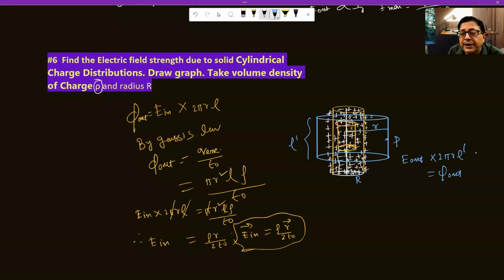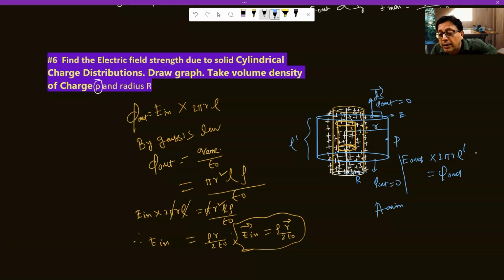If you take a surface area here, then the field lines are radially outward and the area vector is this way, ds. The angle between them is 90 degrees. So there will be no flux through the end caps. It is through the curved face only. Here also, phi out will be 0 through this. Here also phi out will be 0. Isn't it? It will be due to this curved surface only. So E out we got again. Phi out will be Q enclosed by E0.